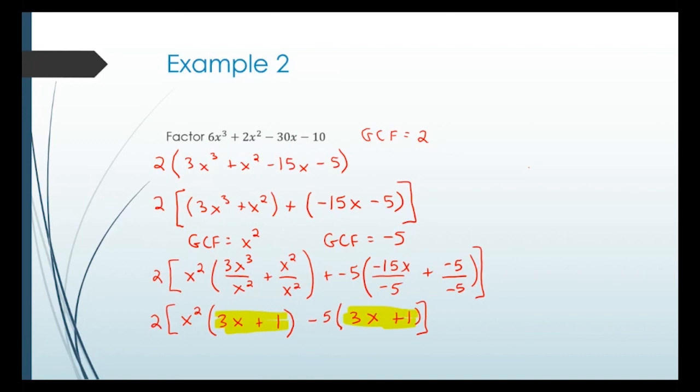So now my 2 stays in front. And now at this point, you can lose the brackets. So now what's in common in the parentheses is 3x plus 1. So I'm going to write 3x plus 1. And then what's in front of those are x squared minus 5. So then I have x squared minus 5. And now it is completely factored. So if you end up having a GCF, all it does is hang out in the front and just follows you along until the very end.